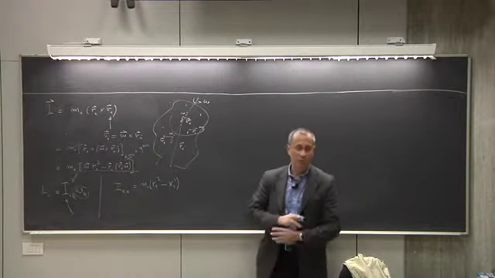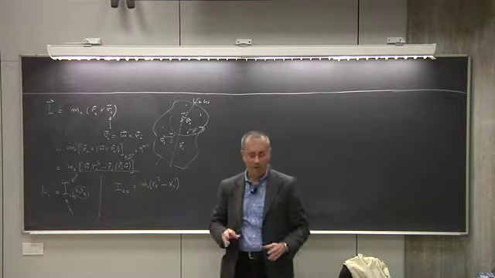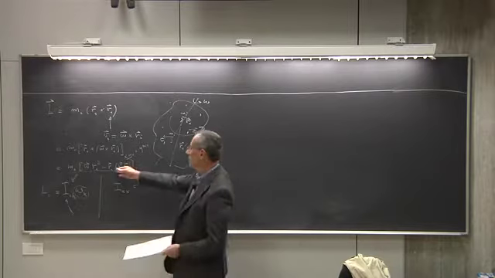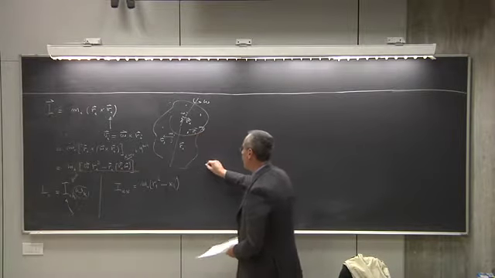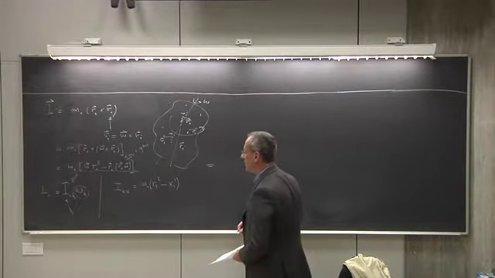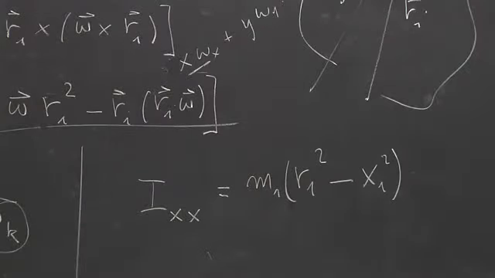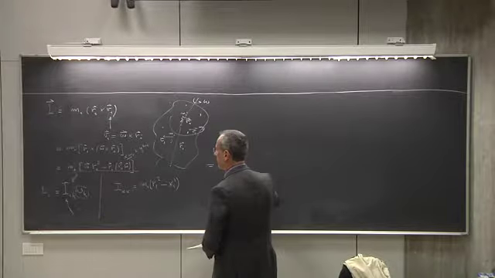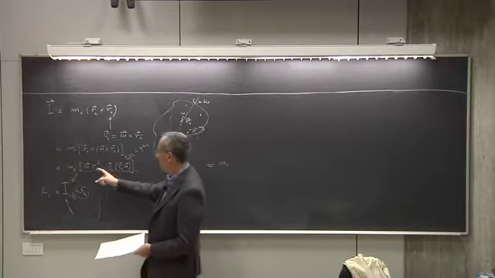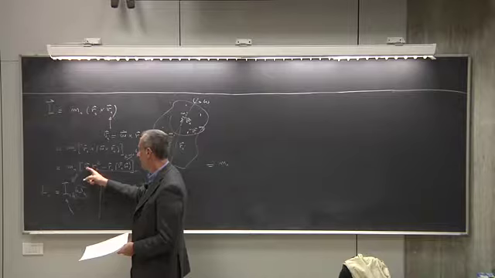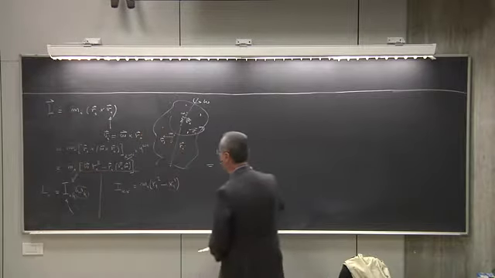Is this clear, or is it absolutely fog? Okay, good. You should write this. Let's try and write this explicitly. So this is m_i, right? Then I take the x component of this. This is a vector, so I look at the x component of that.